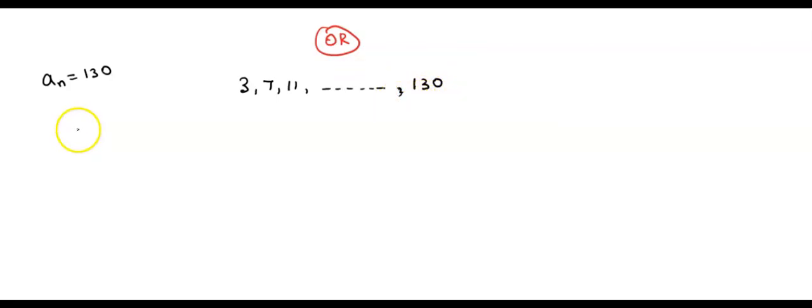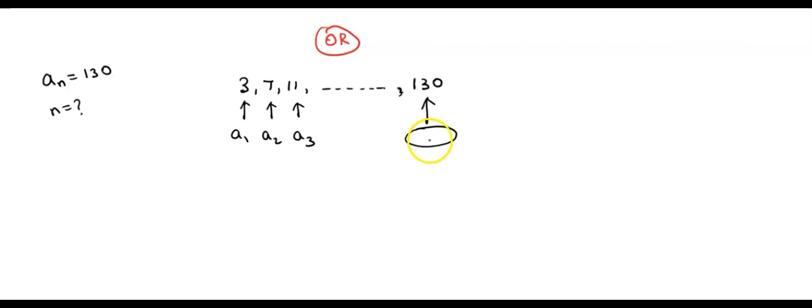Now let me check the value of n. This is my first term, this is my second term, this is my third term, right? Similarly, we have to find which term this is. First you check, you have to check, okay, which position 130 comes in, which term is 130. In case we get the value of n as a positive integer, then 130 is a term of the given AP.